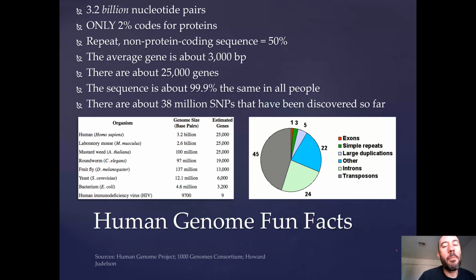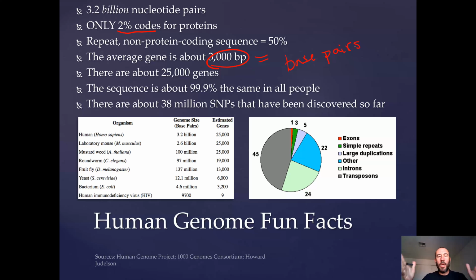So here are just some fun facts. There's about 3.2 billion nucleotide pairs in the human genome, but only 2% of that actually codes for proteins, right? So that's why scientists were puzzled originally. There's a lot of repeating sequences that are non-coding. That adds up to about 50% of the human genome. The average gene is about 3,000 BP. BP is base pairs, so nucleotide pairs.